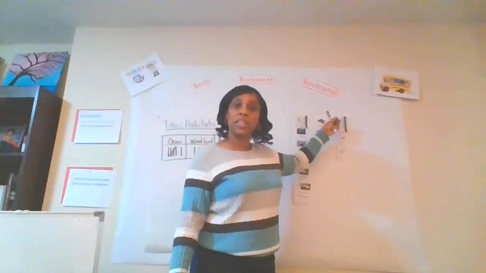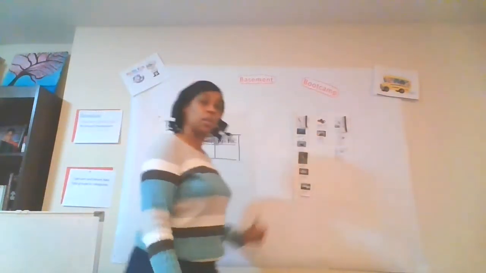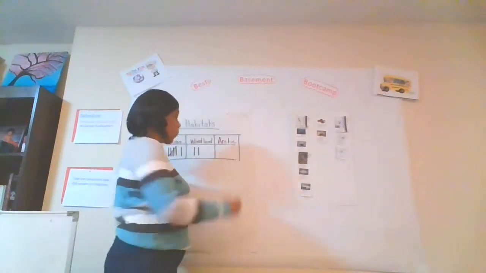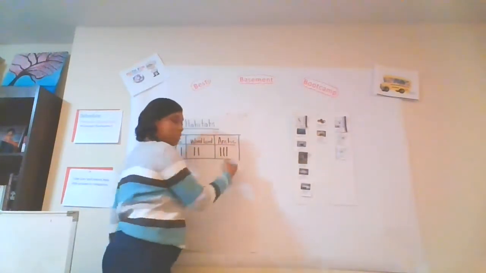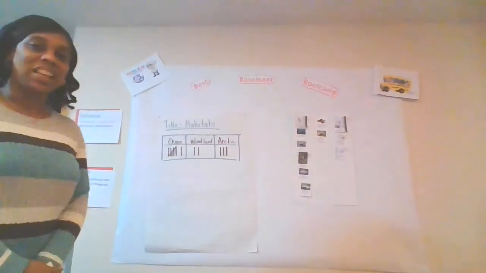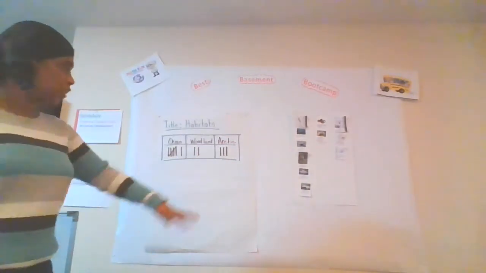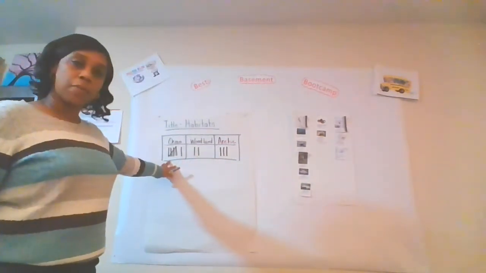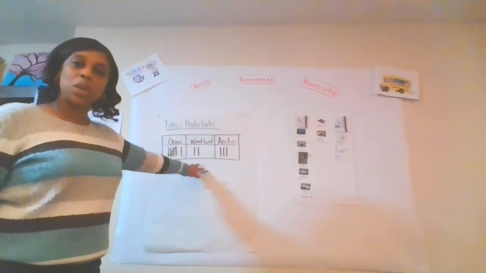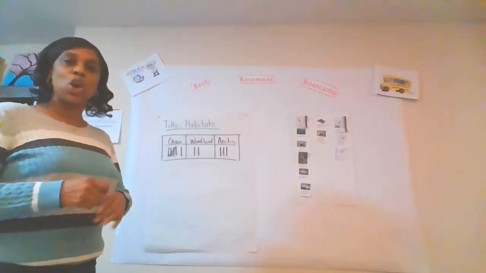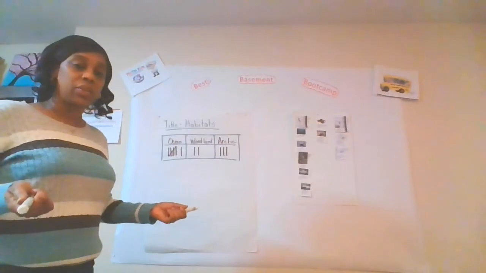Next, I'm going to look at the Arctic. 1, 2, 3. Let's put it down here. 1, 2, 3. So, here is my tally chart. And my information lets me know how many animals live in those areas.